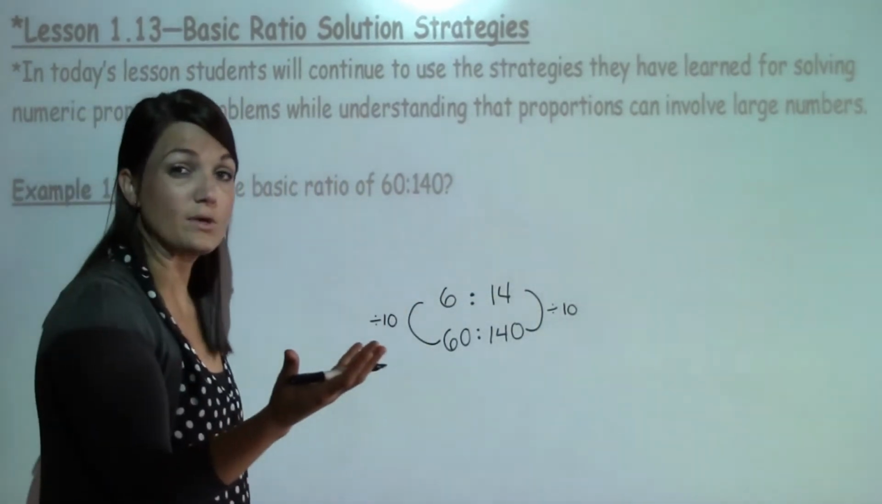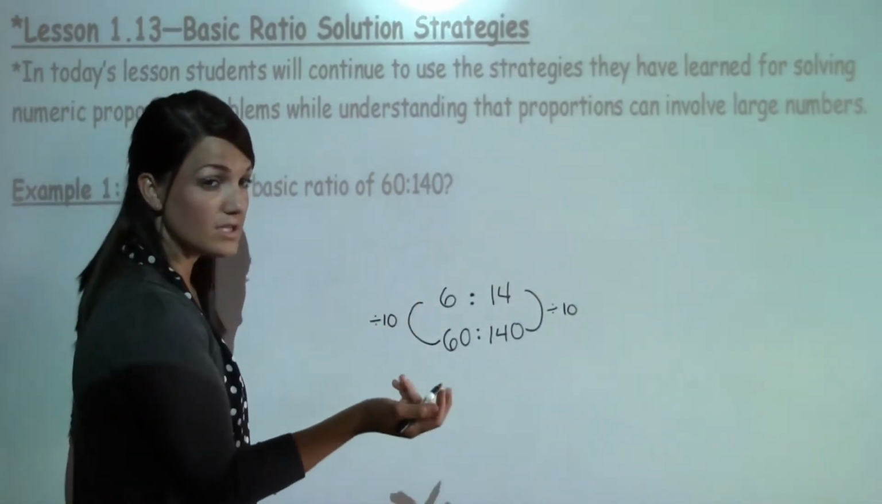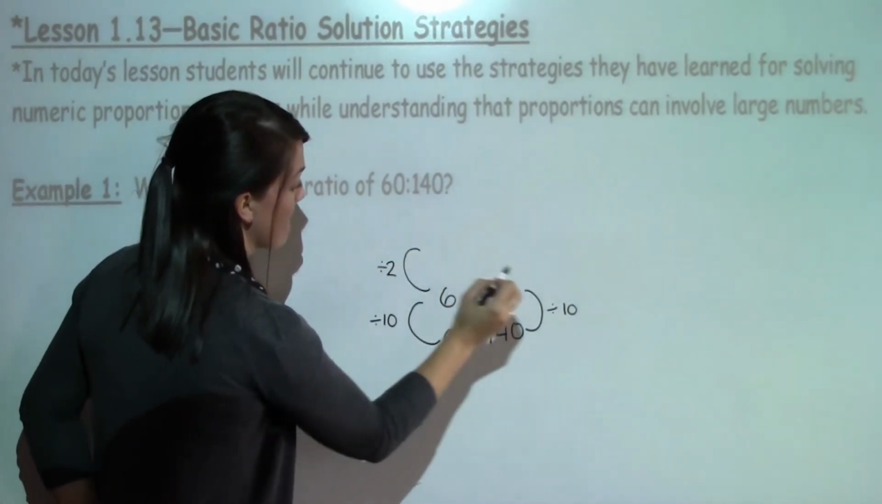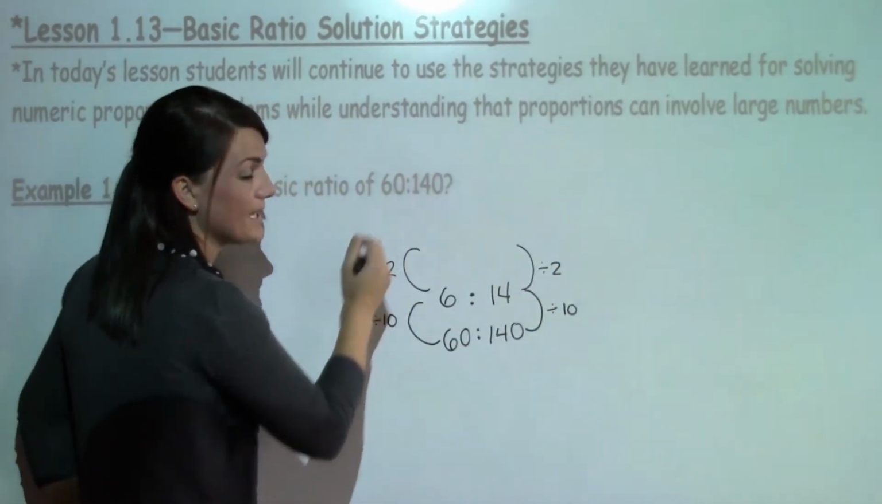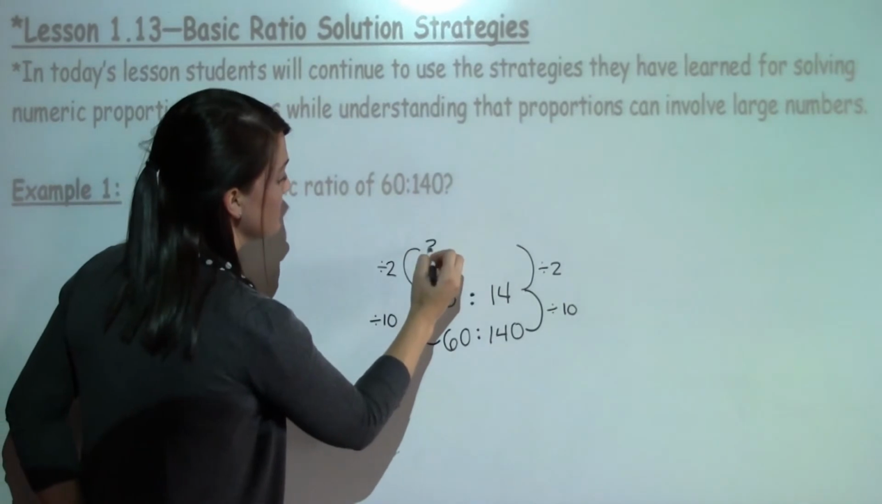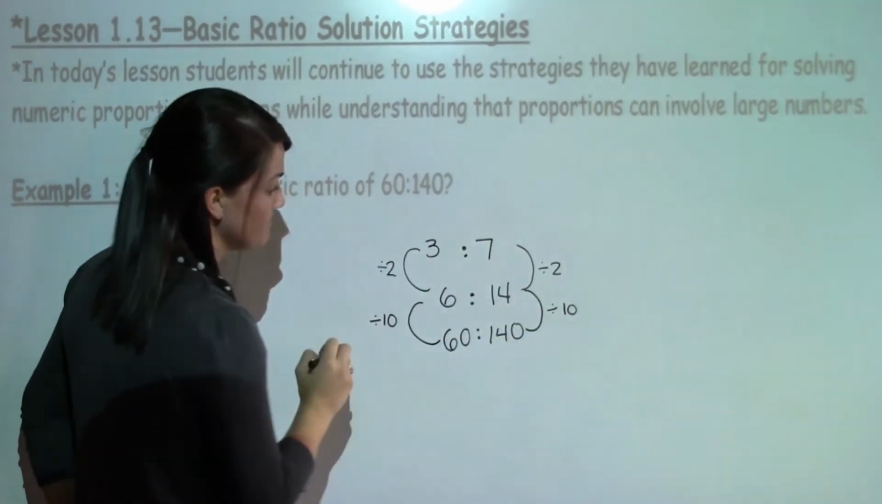So now I'm going to look at those two numbers. What do they have in common? I know that they are both even, so they have a 2 in common, so I could divide again by 2. Again, I'm moving up because I'm using division and my numbers are getting smaller. 6 divided by 2 gives me 3, while 14 divided by 2 gives me 7.